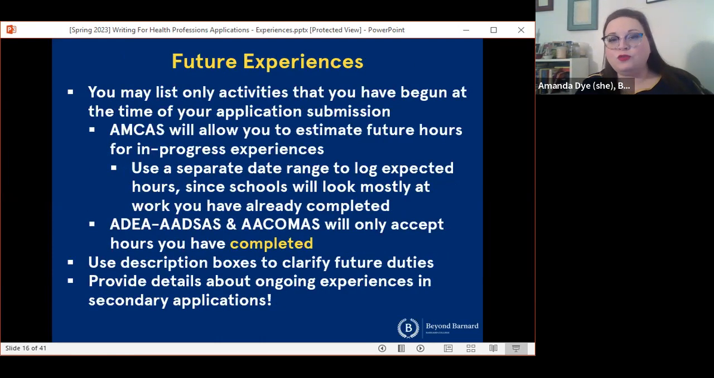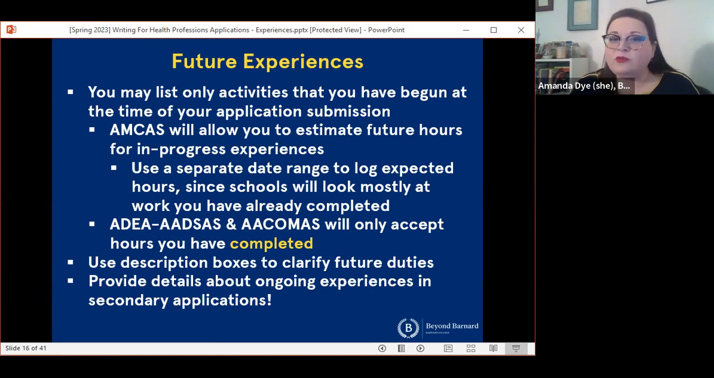When it comes to future experiences, it is very important to know, if everybody's planning to do something during their application year, whether you're going to be in school or whether you are working or researching or all sorts of things, you can only list activities in your application that you have begun at the time you submit your application. So, if your goal is to submit your application on June 3rd, you can list anything that you have started up until June 3rd of this year.